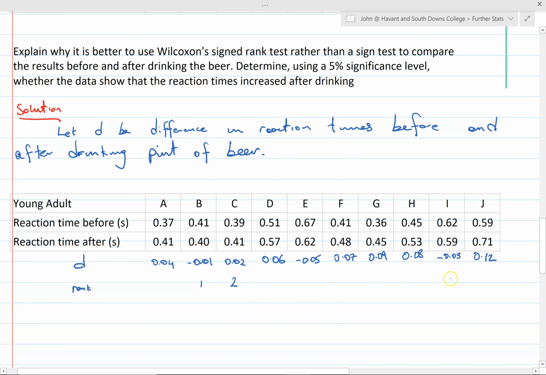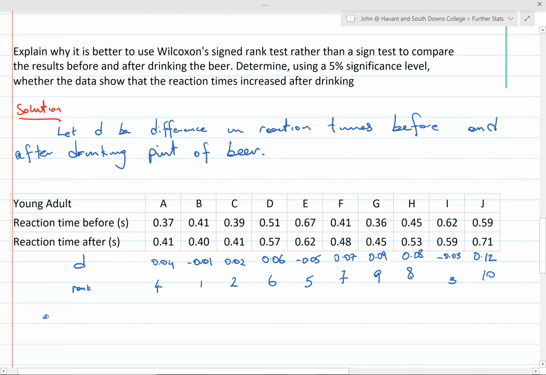And then they've made it a little bit nice for us here. 0.03, 0.04, 0.05. It won't always go up as nicely as it does here, but then 6, 7, 8, 9, 10. I suppose it's been quite nice in getting the order right there. Just take out the negatives and then rank them. You just look at the magnitudes and rank them in order like that.